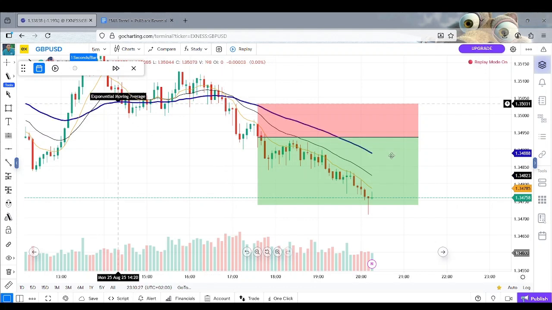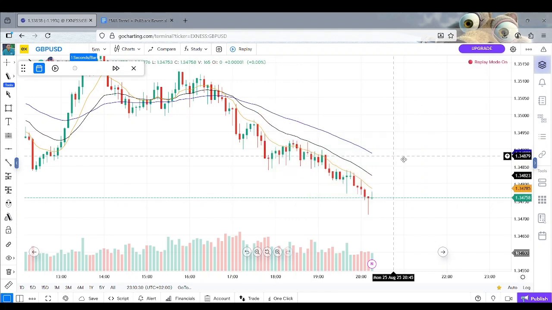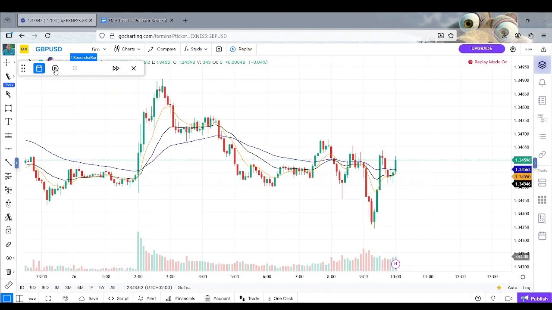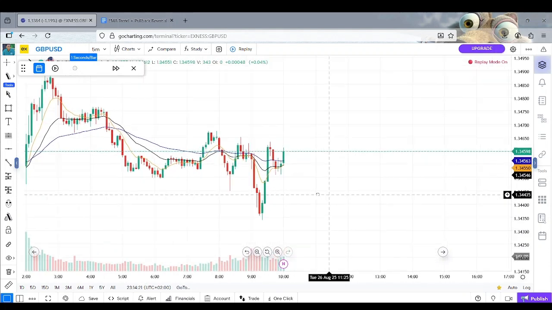Okay, on to the next day. Okay, so it's the next day, the 26th, and London just opened. Now, ever since midnight, we've been all over the place. I mean, a bit of bullish, bearish, consolidating. So let's see what happens.